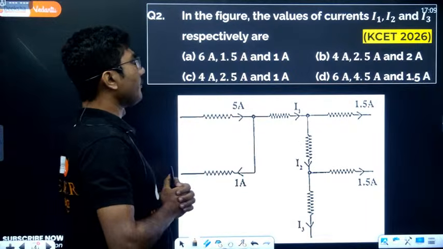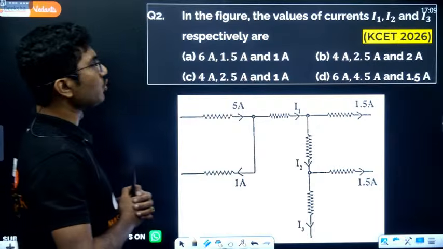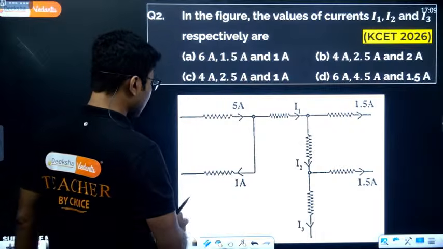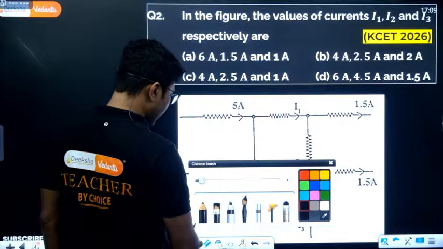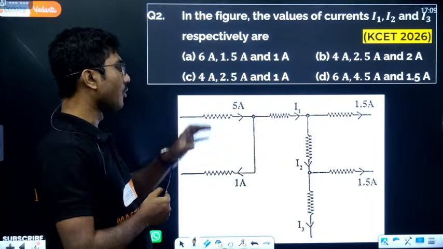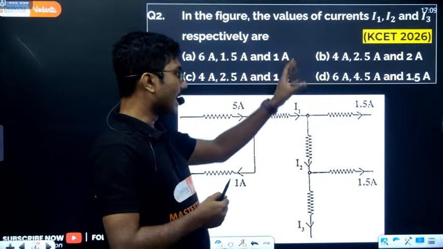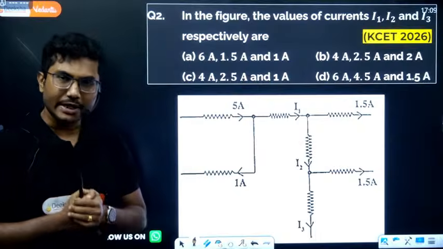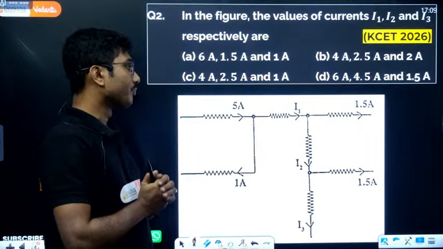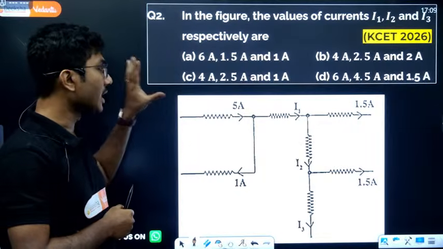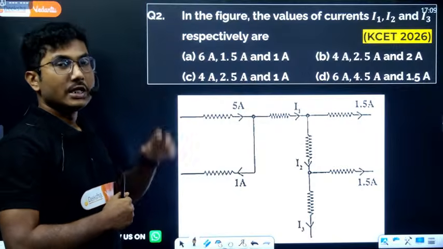In the figure, the values of currents I1, I2 and I3 respectively are. If you see the figure, they have given some currents and they are asking you the values of currents I1, I2, I3. This is a direct application of Kirchhoff's current law, or we call it the junction rule.